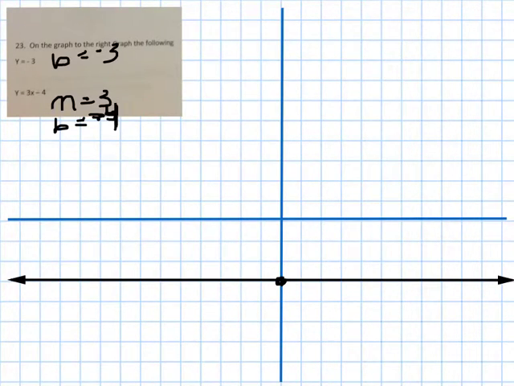So I'm going to begin at negative 4. And I'm going to go up 3 over 1. 1, 2, 3, 1. 1, 2, 3, 1. Grab my line, go right through my points, all the way up and through, and I have them graphed.